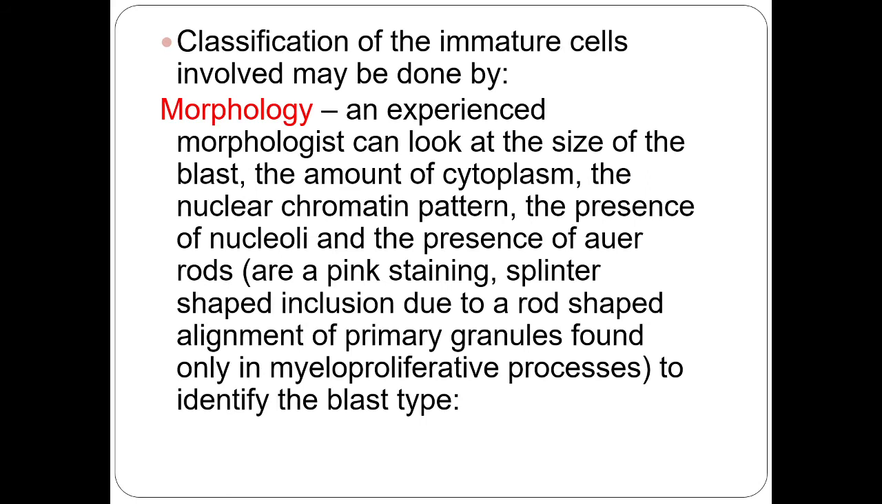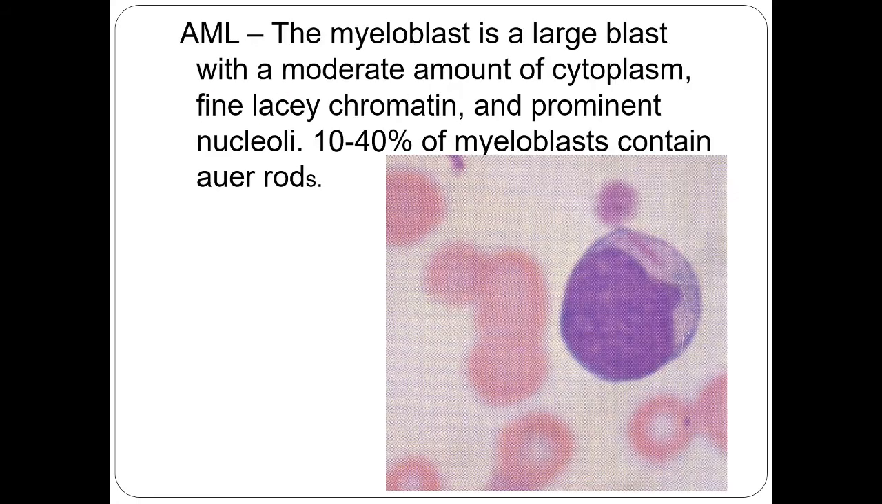Now, classification of the leukemia is done by the immature cell morphology. An experienced morphologist can look at the size of the blast, the amount of cytoplasm, nuclear chromatin pattern, presence of nucleoli, and presence of Auer rods. Auer rods are pink staining, splinter-shaped inclusions due to the rod-shaped alignment of the primary granules found in the myeloproliferative process, to identify the blast type.